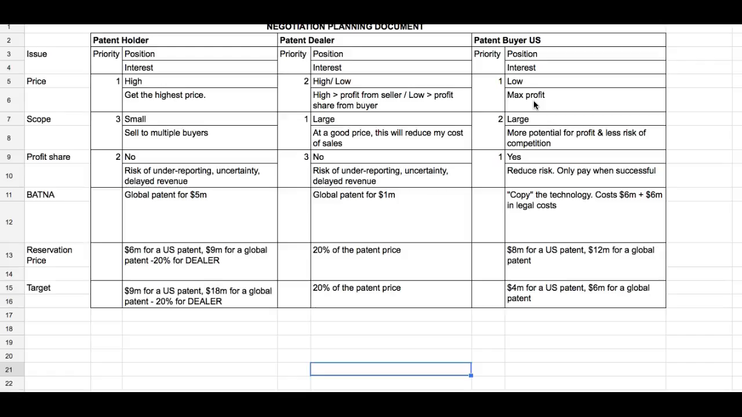I'm not sure if it just means which side you're on. Okay, let's keep it very simple. I don't have a clear definition. A patent dealer is the middleman. In this case, usually this guy gets money from both sides. That's usually, but you can choose, right?